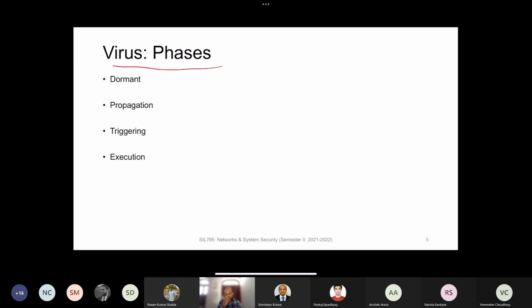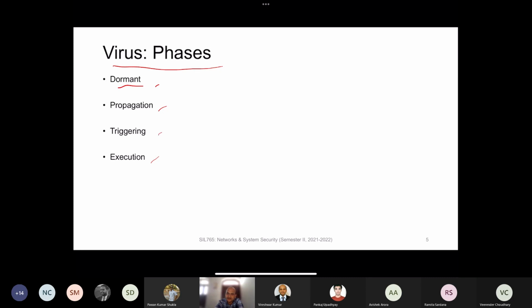For a virus specifically, we could think of the infection progress in 4 steps. These are very intuitive steps. The first step could be dormant. The virus could be in a dormant state, and it is not doing anything. It is just lying there. So that could be the dormant stage.